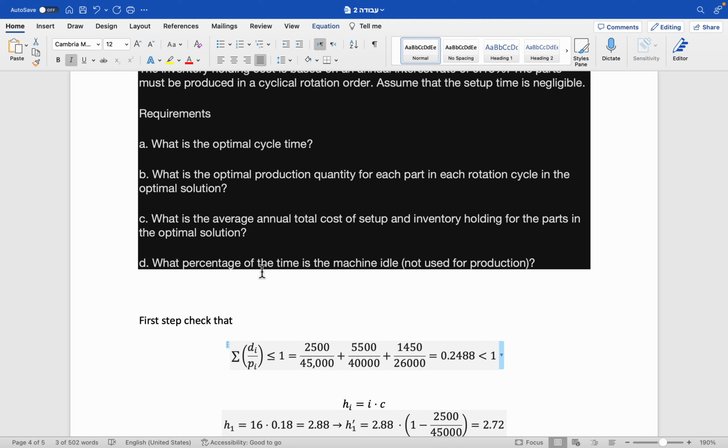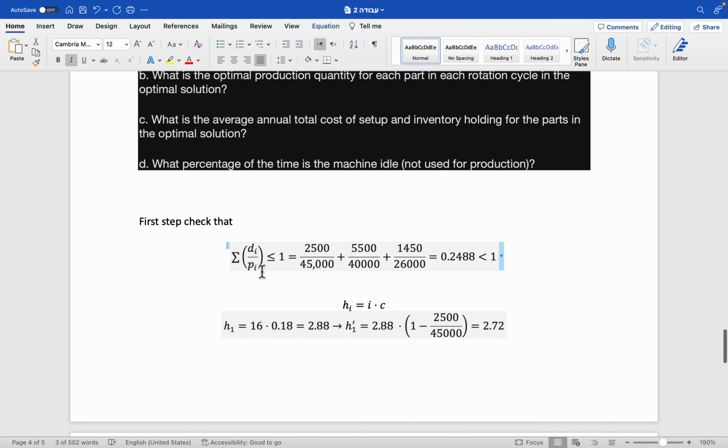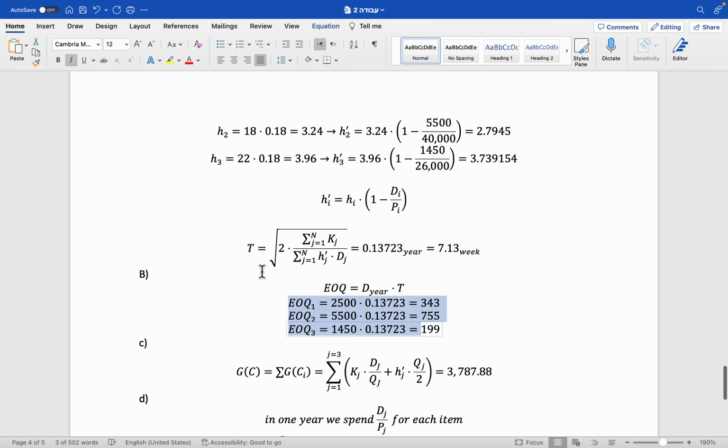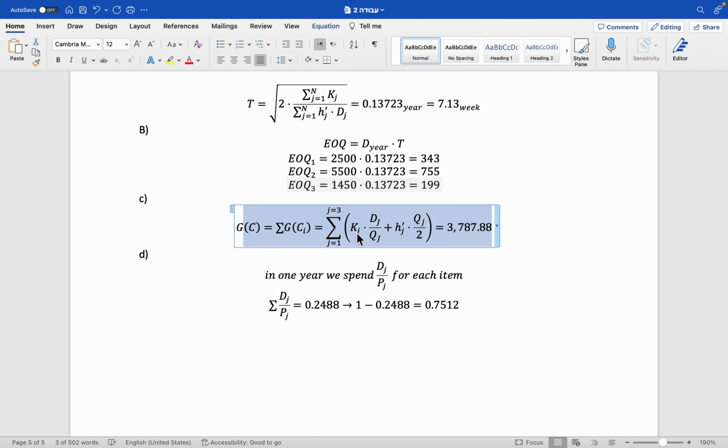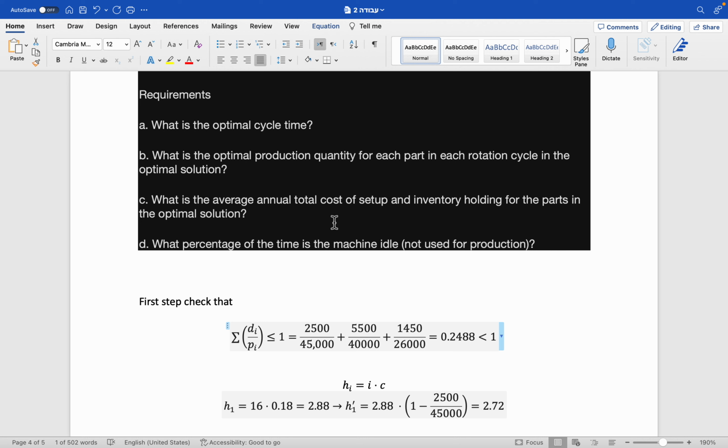And for C, what is the average annual total cost of setup and inventory holding for the part in the optimal solution? So what is the average annual total cost? So it's really easy. We have this formula to calculate it. And I just plug the numbers into the formula. I get 3,007,087, and that's it.